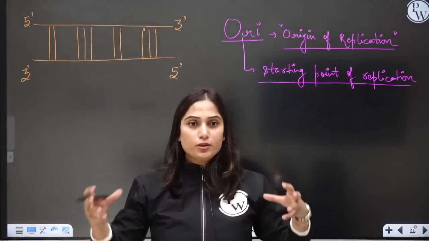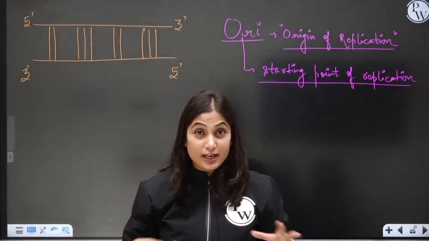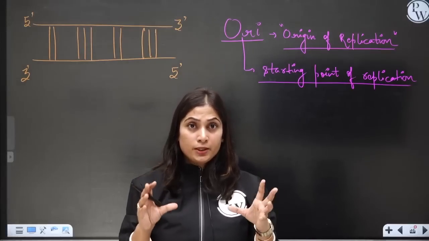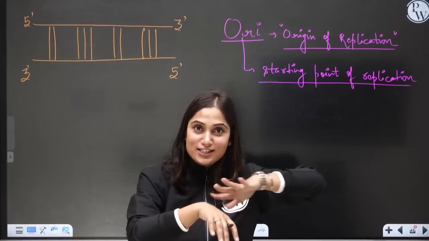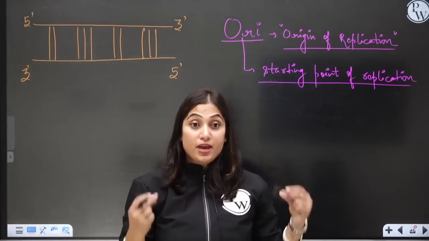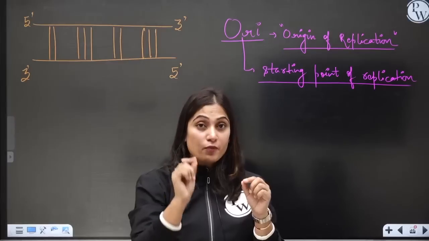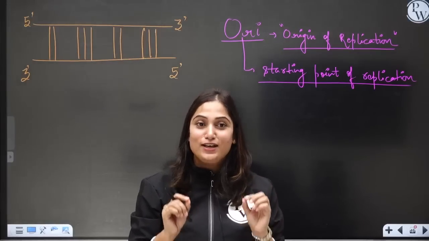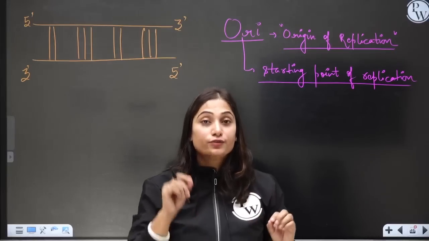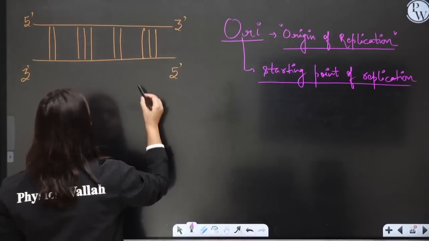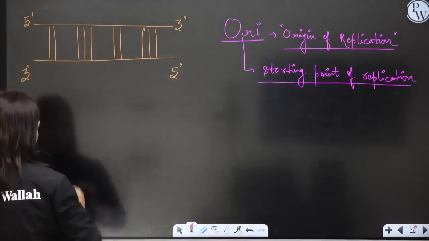Okay, so these enzymes, they will work simultaneously in the replication. The topoisomerase has released the tension and made the DNA ready for replication. ORI is the site from where the replication will start. Now, let's take the function of the helicase enzyme. The helicase enzyme will come in the picture.